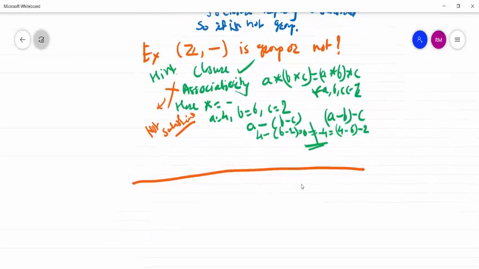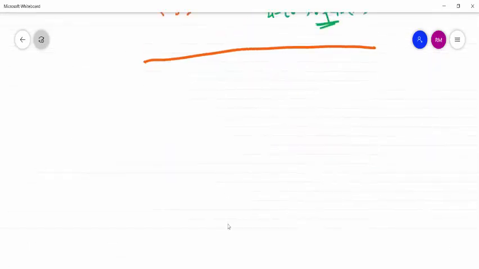We took examples as well as non-examples. Here, is Z minus a group or not? The answer is it is not a group. I also gave the hint. I hope you understand this one, because it doesn't satisfy the associative property. What is the associative property? A star (B star C) equal to (A star B) star C.